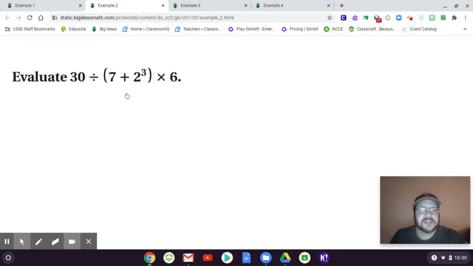So we have to do parentheses first. Inside the parentheses, we have exponents and addition. We must do the exponents first. So we do 2 to the third power. What is 2 to the third power? Yes, it is 8. It means 2 times 2 times 2. It does not mean 2 times 3.